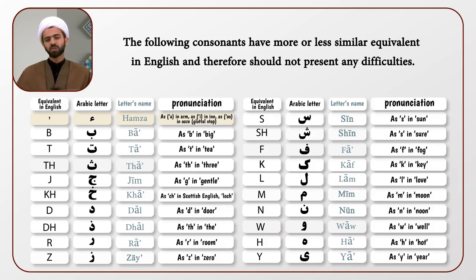Or the first sound of the word in. In. The first sound is the same as what we have as Hamza in Arabic. Or the same sound that we have in ooz, the first sound. Ooz. It is the same as the Hamza that we have in Arabic. So, the initial sounds of these 3 examples that I have given to you are the same Hamza that we have in Arabic. Let's go to the next character.